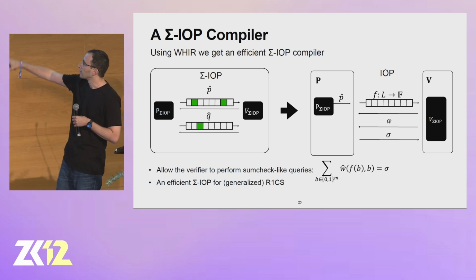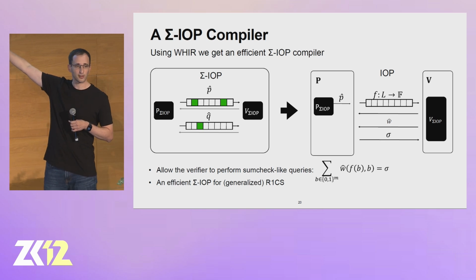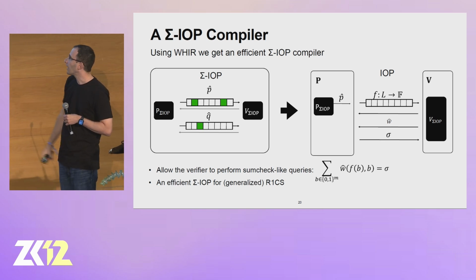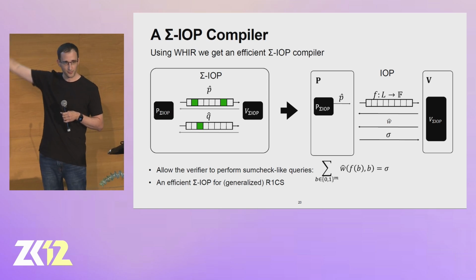Okay, so the verifier can specify a polynomial W, this weight polynomial W, and he can get back this answer sigma, which is this sum.